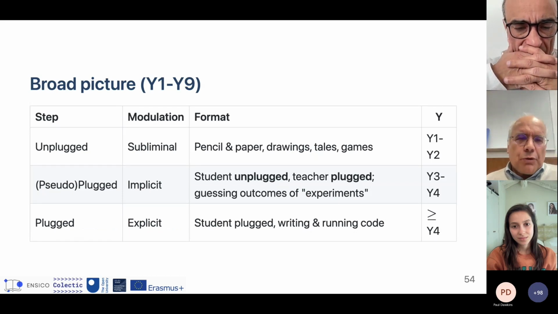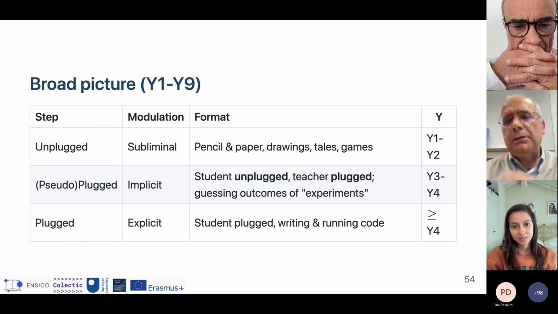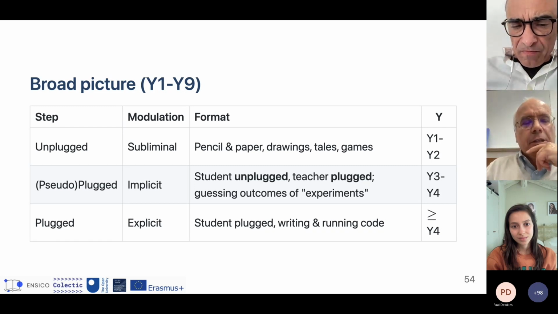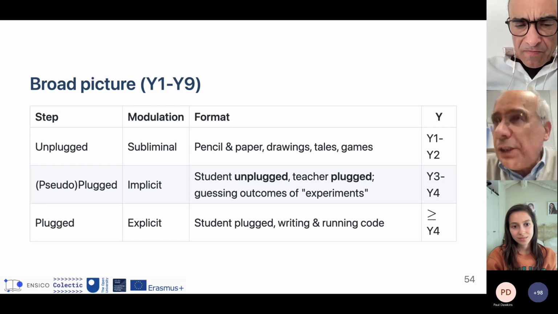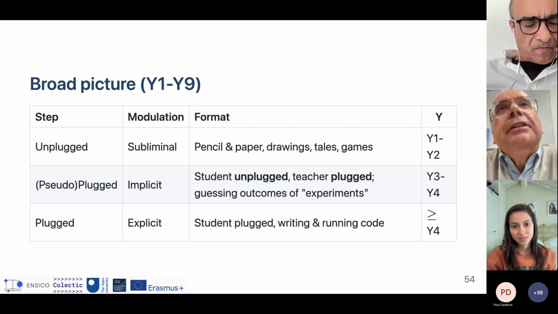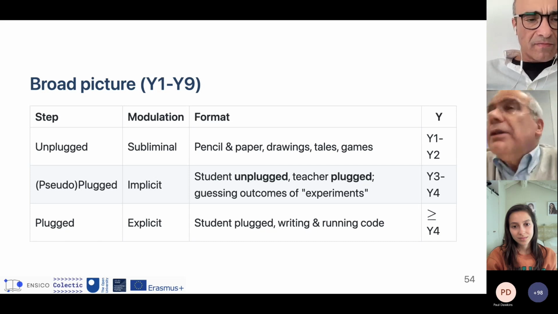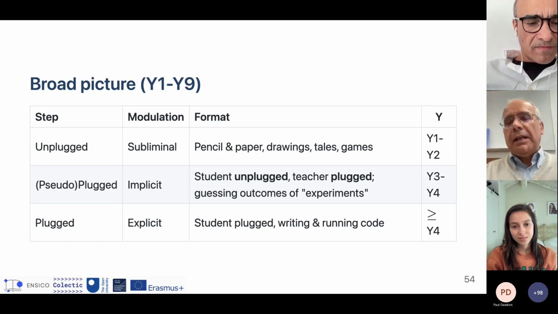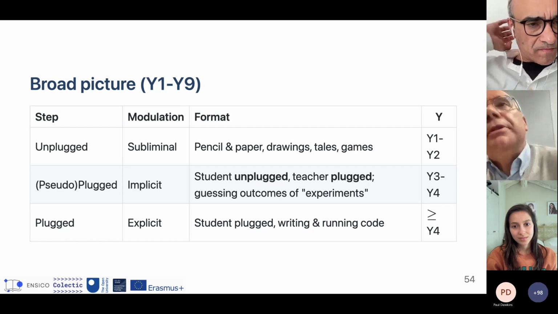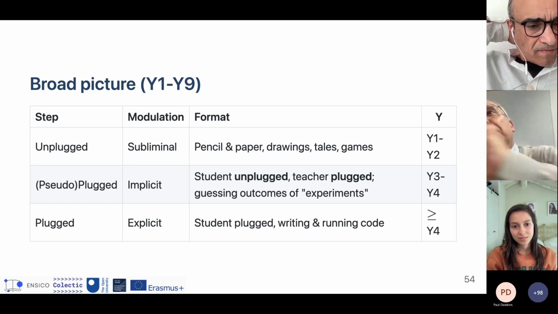So the broad picture you already know, I am just being a little bit more specific here. Unplugged corresponds to subliminal, pen and pencil, drawings, tales, games. And then the pseudo plugged, what does this mean? We've realized that this is quite effective. The students still have their notebook, not their computer, but the teacher is already using a computer. So the teacher is plugged, but the student is unplugged. And what they are doing in their notebook is then confirmed by the experiment by the teacher.